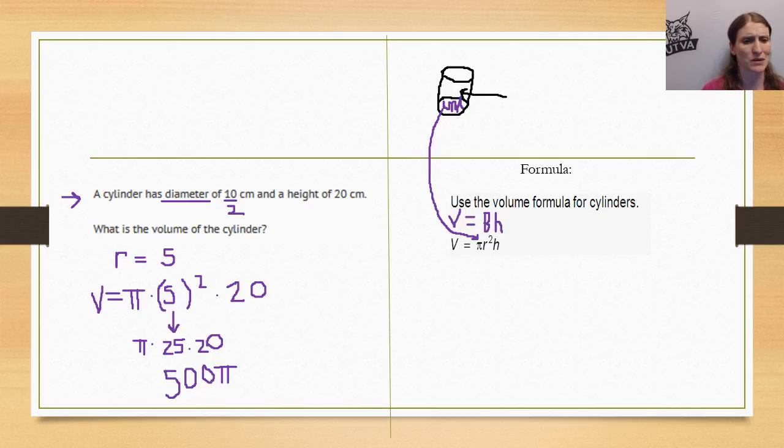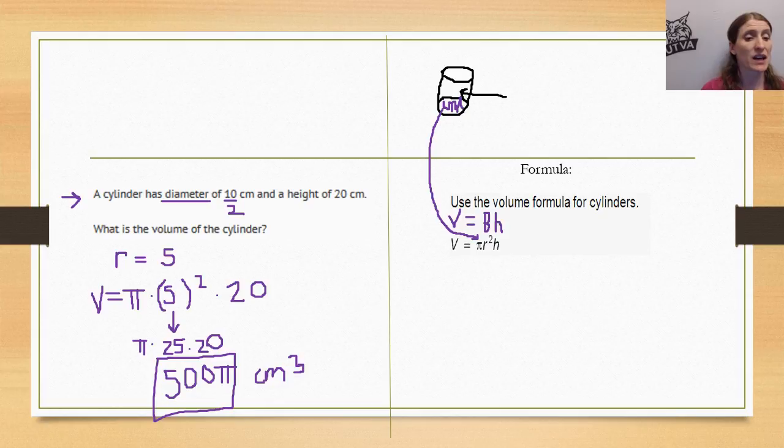We would actually put the units cubed, but because most of the questions you have don't ask for the units, they give you the units already there, we focus more or less on this part. Okay, but understand it is units, oh, not squared, cubed. It's units cubed because it's volume.